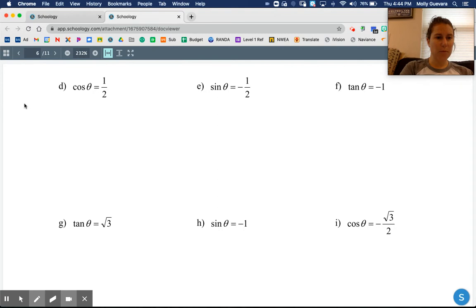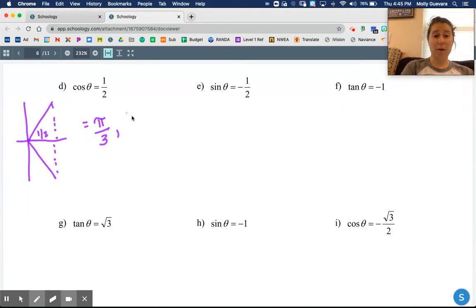Cosine of theta is positive, so cosine is positive in quadrants 1 and 4. My cosine value is 1/2, so this right here is 1/2 for that angle and also for this angle. So what are those angles? Well, the first one is pi over 3. Then you think 2 pi over 3, 3 pi over 3, 4 pi over 3, 5 pi over 3. It's going to be the other one, just like that.